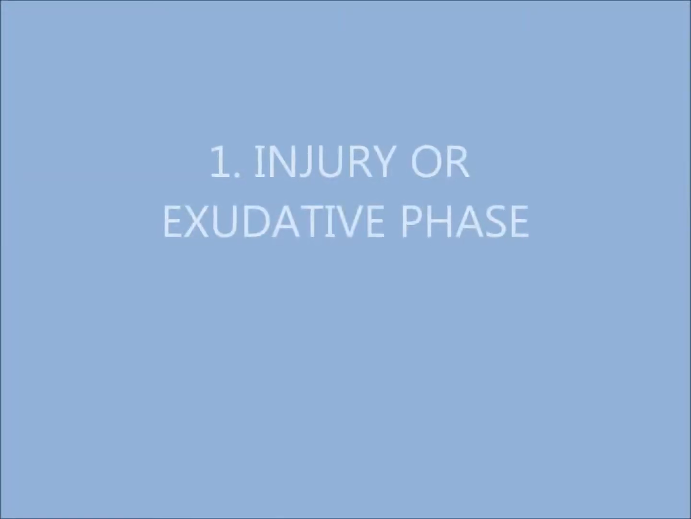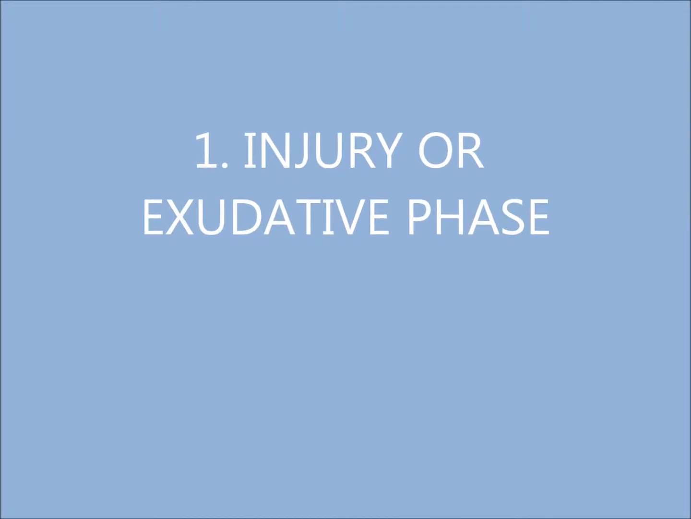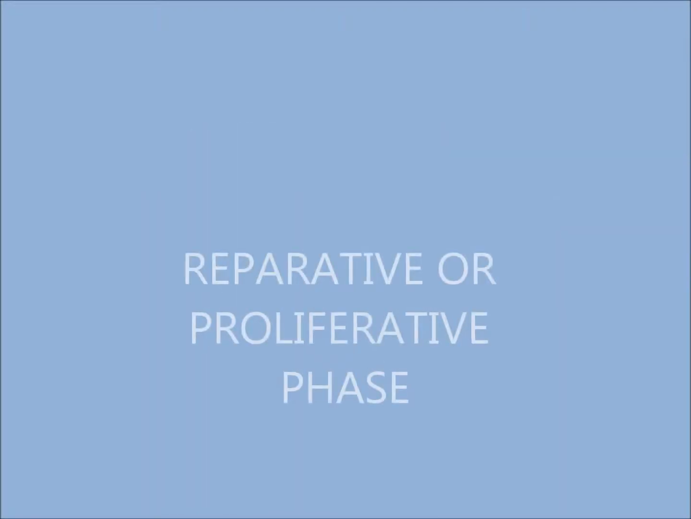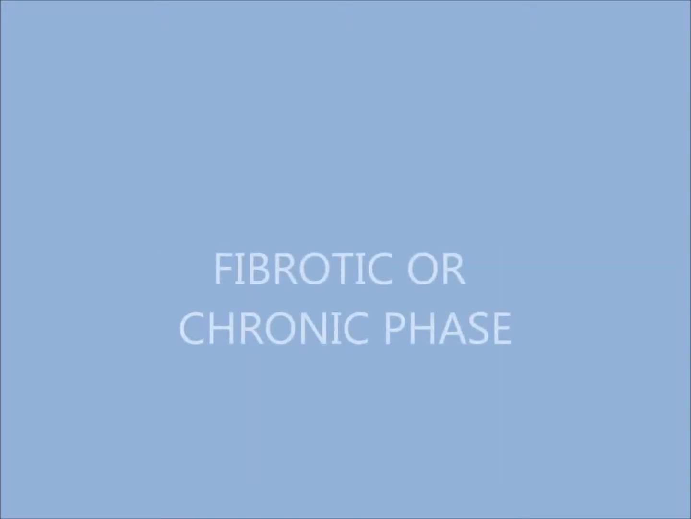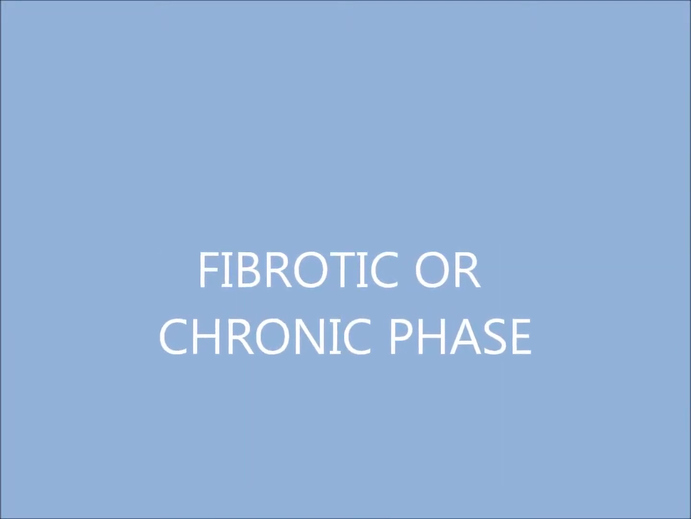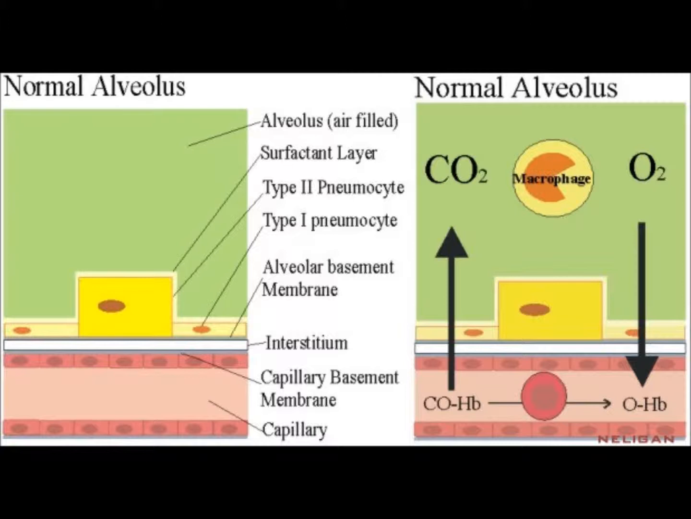I will show you a video to help you better understand the pathophysiology of ARDS in the simplest way. So, there are three phases in ARDS. Number 1 is exudative, phase 2 is reparative, and phase 3 is fibrotic. Now, let us first see what a normal alveoli looks like.